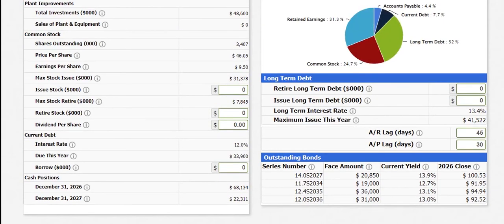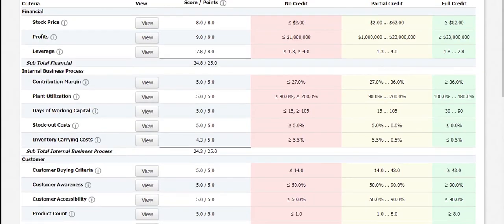what you need to check here is December 31st, 2027. We are having 22 million, which is quite enough. But we also need to check our balance scorecard to ensure that we are earning maximum points. So for stock prices, we are good. Profit, we are good. Leverage 7.8. We need to have 8 there.